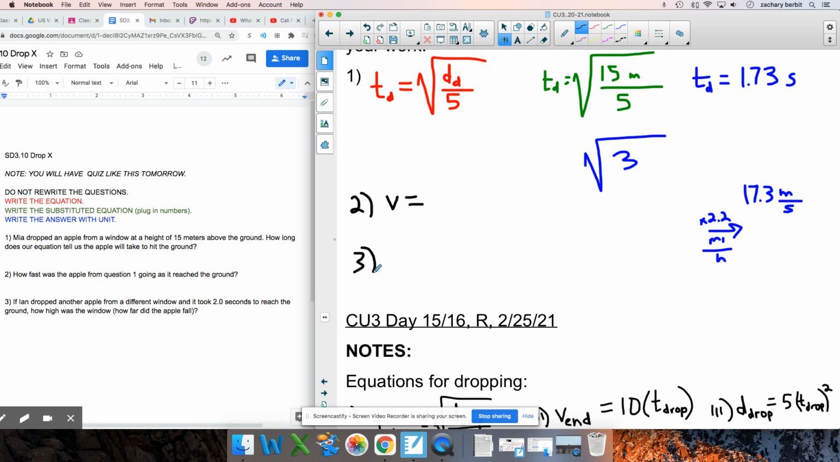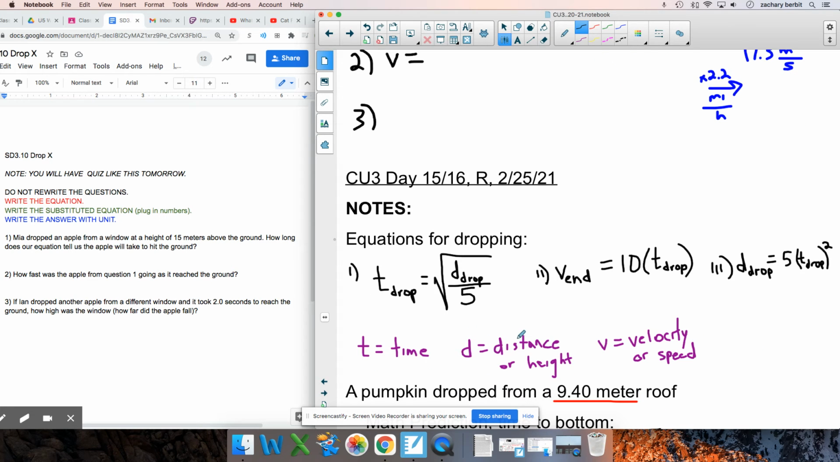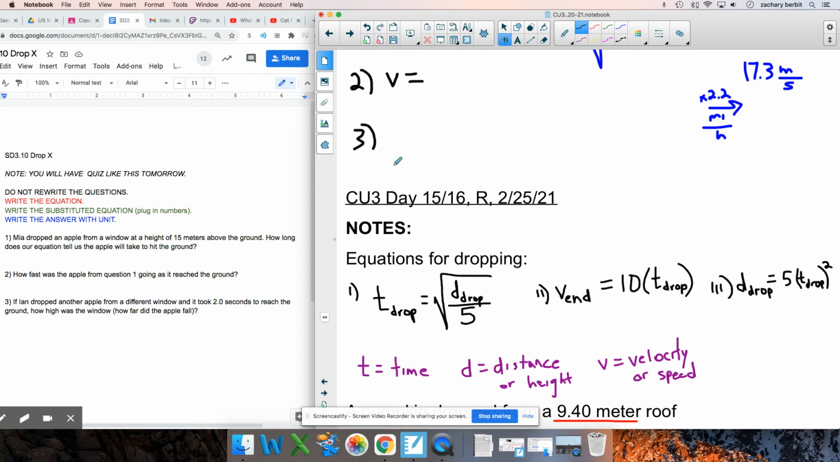And then question 3. If Ian dropped another apple from a different window and it took 2 seconds to reach the ground, how high was the window? How high was the window? Oh, that's a distance. Remember here we said D was distance or height. That's this third equation. Here we're trying to find the distance to drop. This one, by the way, was the speed at the end. You've got an equation for that. The equation is right here. We practiced it yesterday. 5 times the time squared.